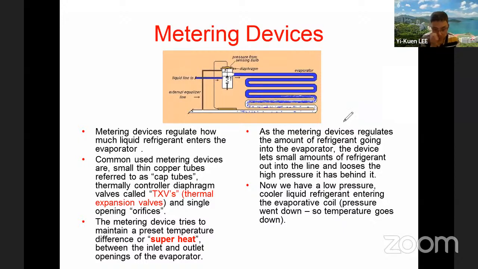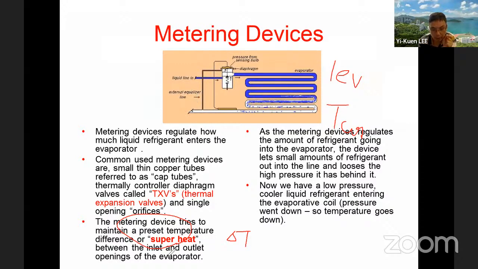So what do you think? Why is this important? The most important concept here is they will try to control a certain delta T, the temperature. Maybe one temperature relates to the evaporator, and then the other, what? Evaporator and condenser. So this device basically tries to control delta T.